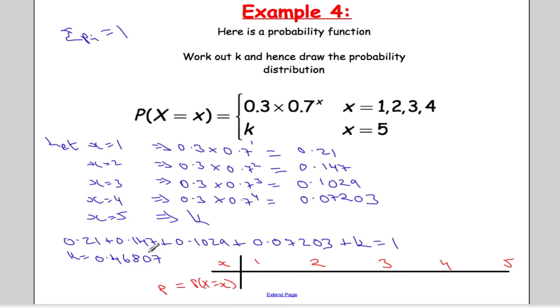is, let me see, the first one, when x was 1, we got 0.21. When x was 2, we get 0.147. When x was 3, 0.1029. When x was 4, 0.07203. And when x was 5, we got k, but we know that k is 0.46807. And if you want to check your answer, add up all your probabilities. They should add up to 1.